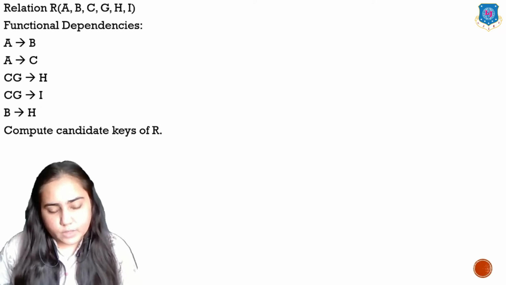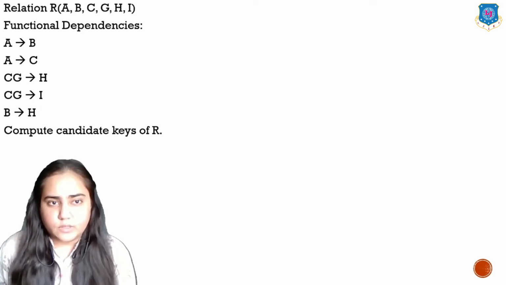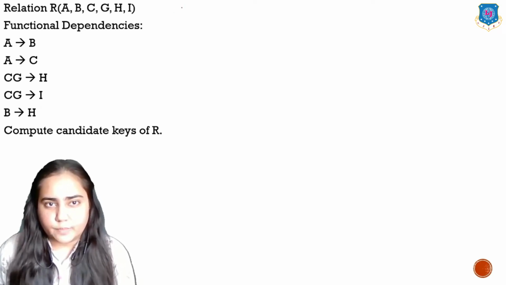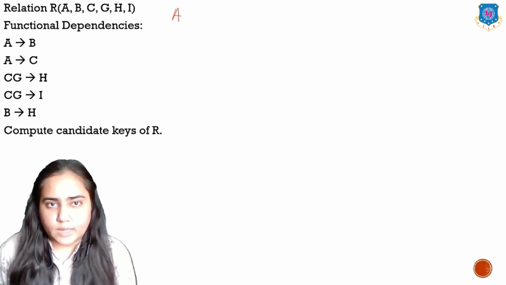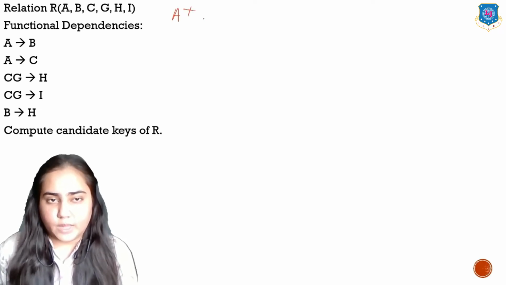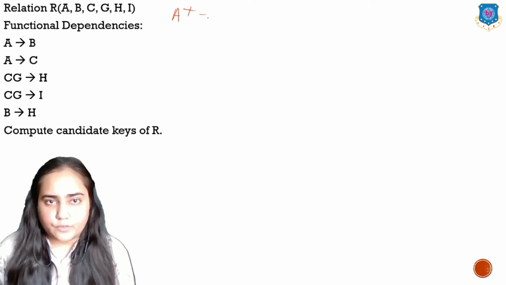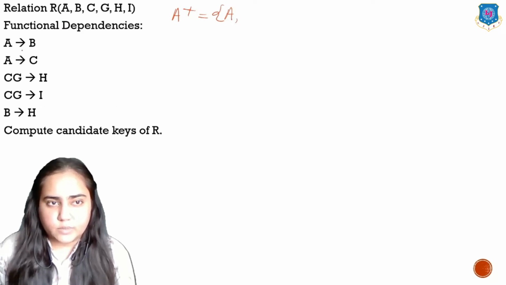To do that, you need to, first of all, start with single attributes, which means I will start with A and I will compute the closure of A. To calculate the closure of A, you will create a set, and in the set you will add, first of all, A itself. After adding A itself, you will check what else can be added. So the first functional dependency is A determines B, and on the left side there is A, and A is also present in our set. So we can add B also to our set.